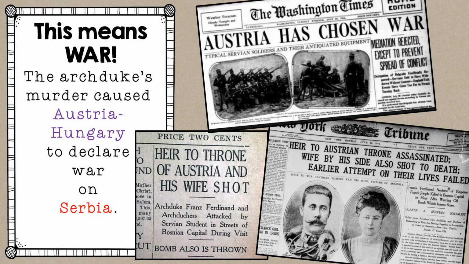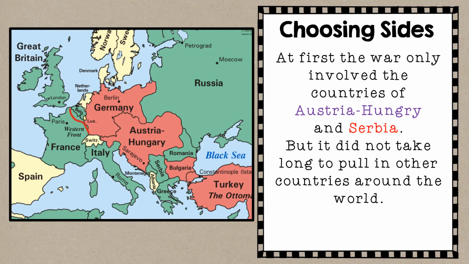So this meant war. The Archduke's murder caused Austria-Hungary to declare war on Serbia. And you're probably thinking, what does this have to do with the United States? We're going to get there. So, choosing sides. At first, the war only involved the countries of Austria-Hungary and Serbia, but it did not take long to pull in other countries around the world. So it started between just two countries, and then people started to choose other people to try to help them and back them up.